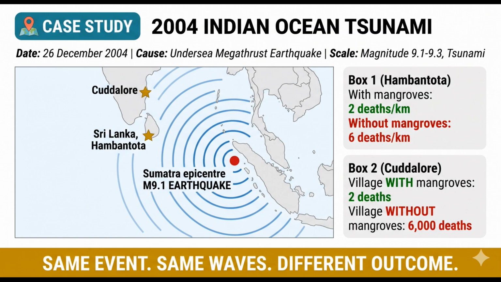In Sri Lanka's Hambantota district, areas with dense mangroves averaged 2 deaths per kilometer of coastline.